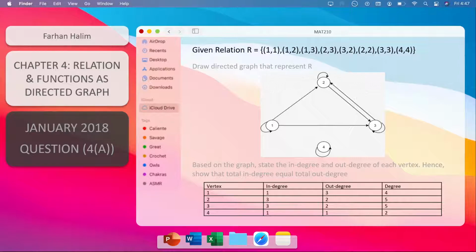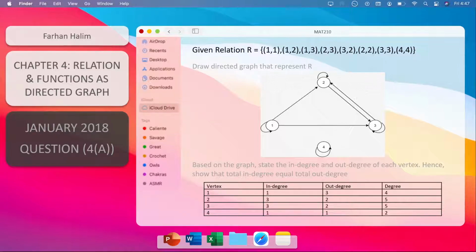So the second question is, based on the graph, state the in degree and out degree of each vertex. Hence, show that the total in degree equals the total out degree. For example, vertex 1 only has one in degree, because as you can see, there is only one arrow that comes back to itself. The out degree is 3, because there are 3 arrows coming out from vertex 1.